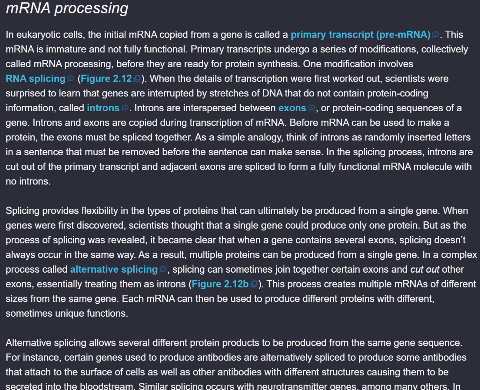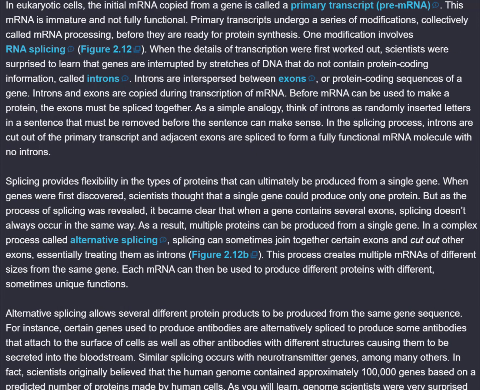mRNA processing. In eukaryotic cells, the initial mRNA copied from a gene is called a primary transcript, pre-mRNA. This mRNA is immature and not fully functional. Primary transcripts undergo a series of modifications, collectively called mRNA processing, before they are ready for protein synthesis. One modification involves RNA splicing, Figure 2.12.